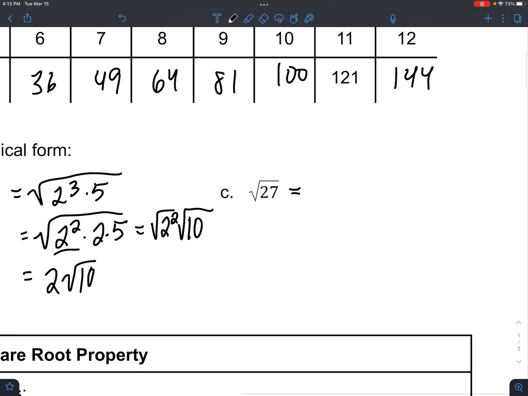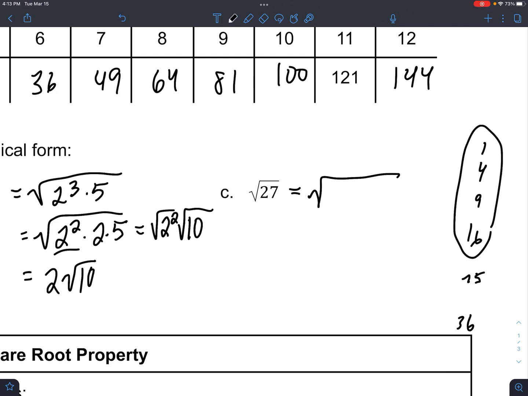Or, the way I like to do it is to search for perfect squares. So I know that my first few are these, and only these are even possible. They have to be less than 27. And I know 9 goes in. So I know that 9 can come out because I can take a neat square root of that with no remainder, and I bring that 3 out.